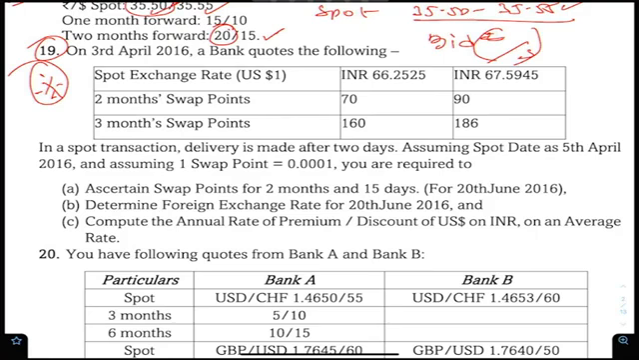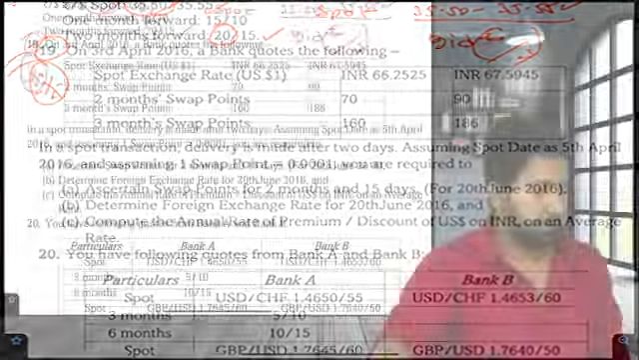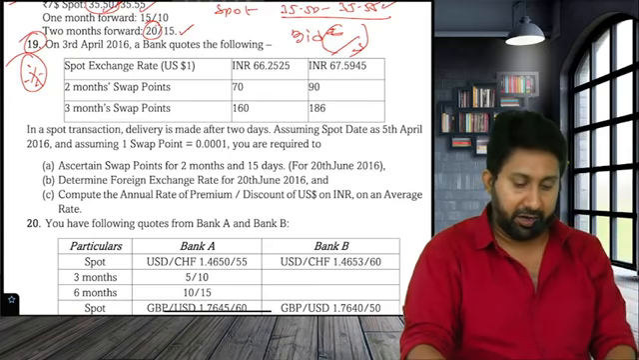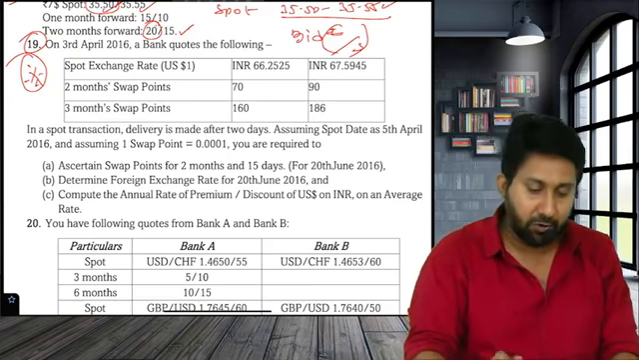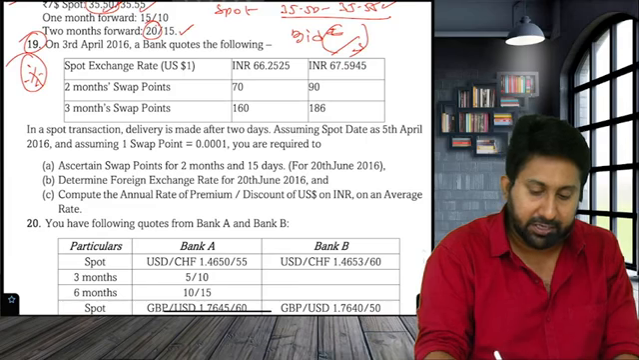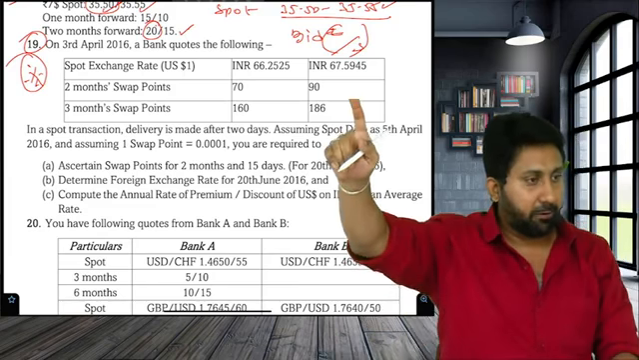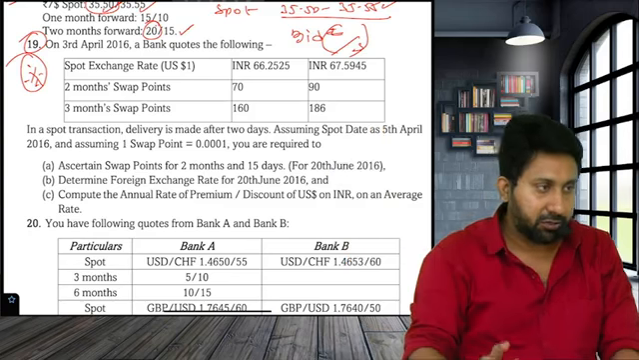Shall we continue? Now, this problem is called broken period forward rates. Let us try to understand what the question is first. What is the spot exchange rate? 66.2525, 67.5945 is the spot rate. 2 months swap points are given, 3 months swap points are also given.